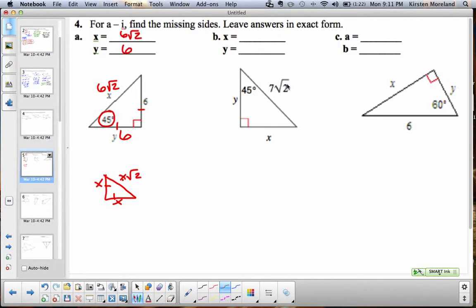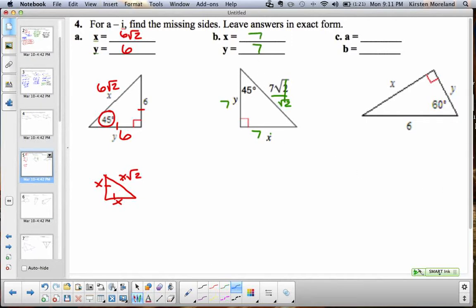Second one here is another 45, 45, except in this case I know the hypotenuse. So normally I times by the square root of 2. This time I'm going to divide. They cancel out, so each of these sides must have been 7 in order to get the hypotenuse to be 7 square root of 2.